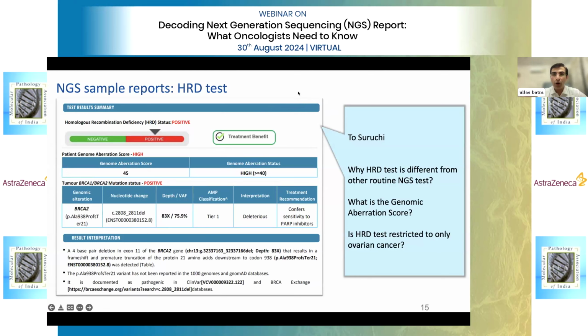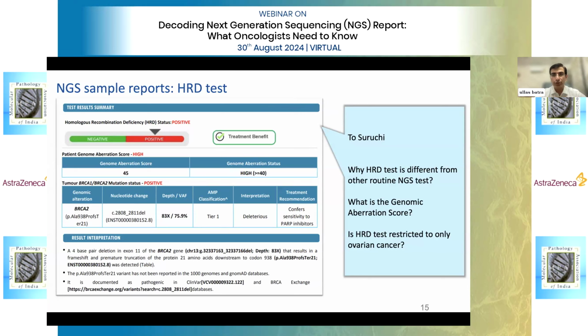How frequently do you order HRD in ovarian cancer, and do you always order it? How confident is your report, and do you treat on the basis of the HRD report? Or do you always say that the Myriad score was 42 and other labs have different ones? What is the confidence level of Indian labs reporting HRD?